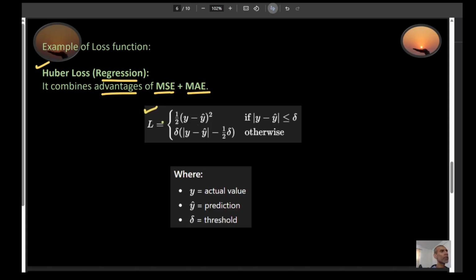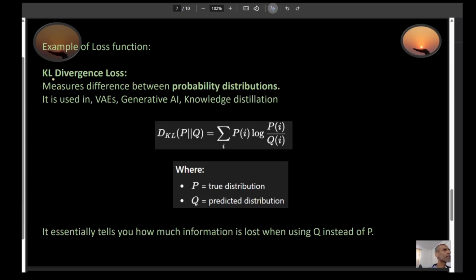And this is the function for your loss. In this case, your y, these values, are your actual values. Your y hat is your predicted value, these ones right here. And your delta right here is your threshold. Then another one is KL divergence loss. This one measures the difference between probability distributions. It is used in VAEs, variational autoencoders, also in generative AI and knowledge distillation. And this is the formula for your divergence loss. In this case, your P is the true distribution and your Q is the predicted distribution.